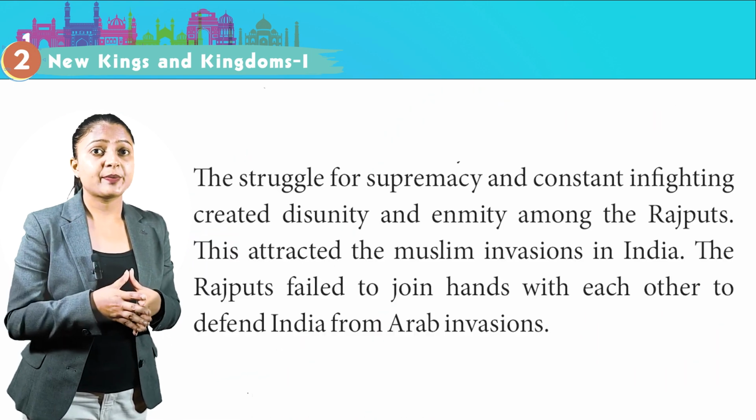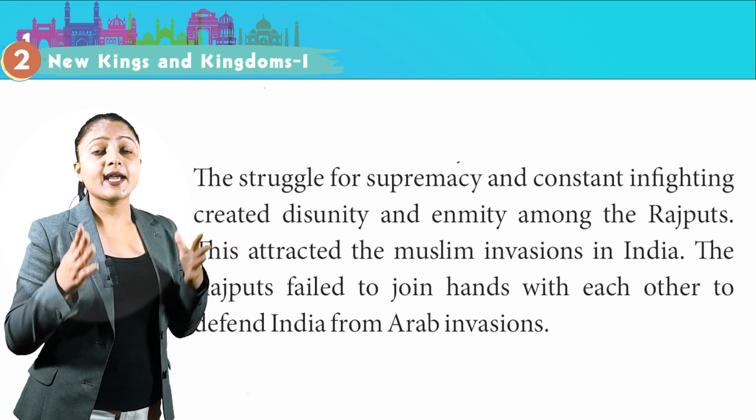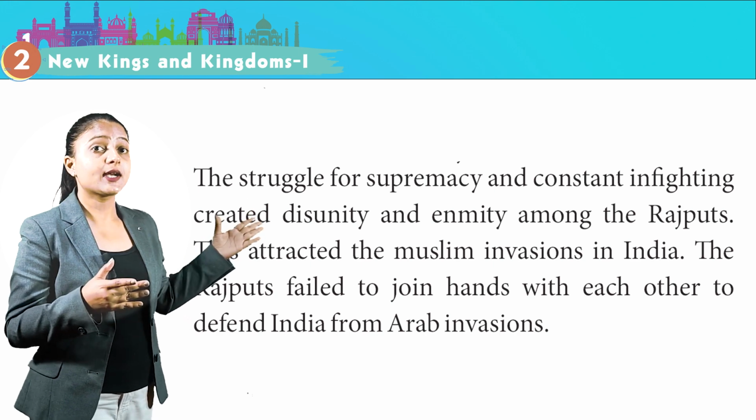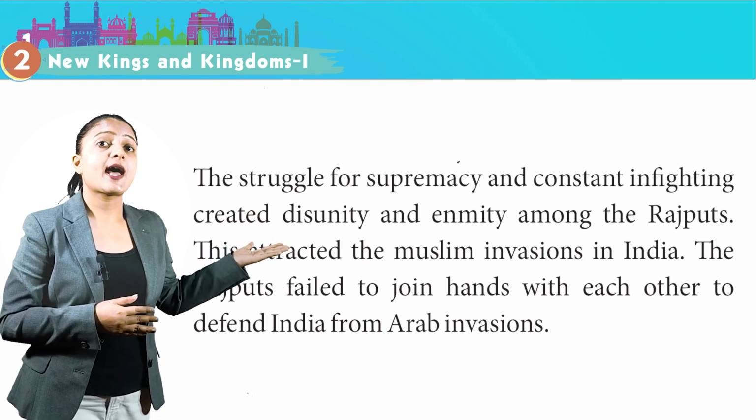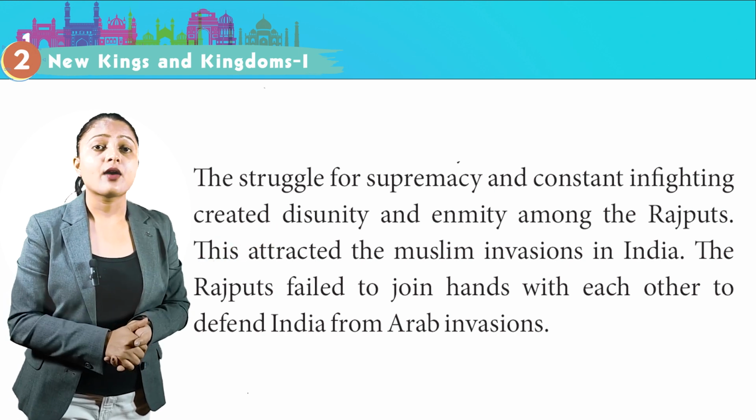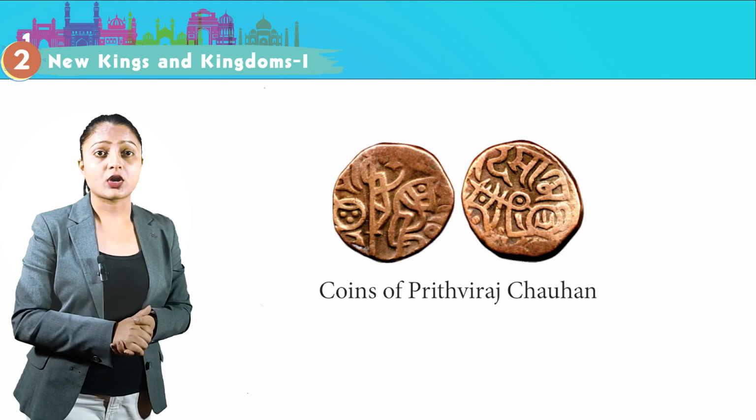The struggle for supremacy and constant infighting created disunity and enmity among the Rajputs. This attracted the Muslim invasions in India. The Rajputs failed to join hands with each other to defend India from Arab invasions. This is the image of coins of Prithviraj Chauhan.